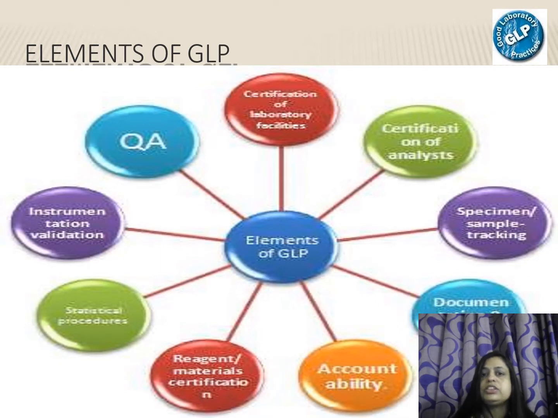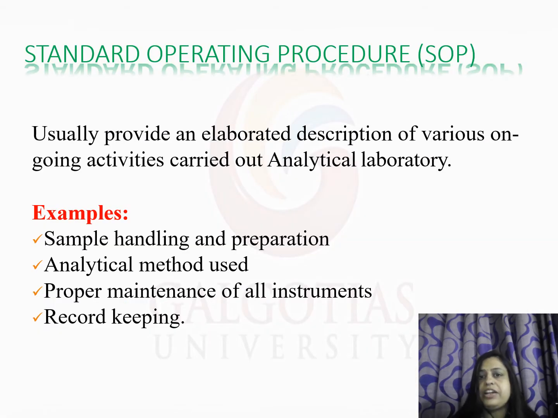Elements of GLP include certification of laboratory facilities, certification of analysis, specimen sample tracking, documentation, accountability, reagent material certification, statistical procedure, instrumentation, validation, and quality assurance. A standard operating procedure usually provides an elaborate description of various ongoing activities carried out in an analytical laboratory. It is a standard procedure to be followed for performing a process or operating an equipment. Examples: sample handling and preparation, analytical method used, proper maintenance of all instruments, record keeping.